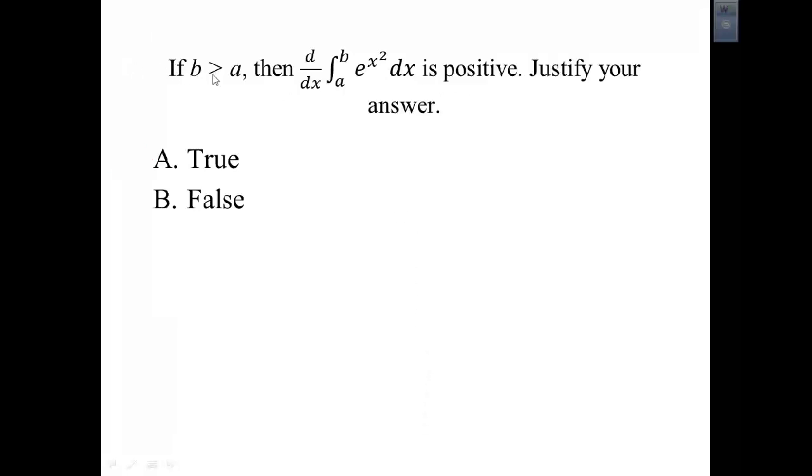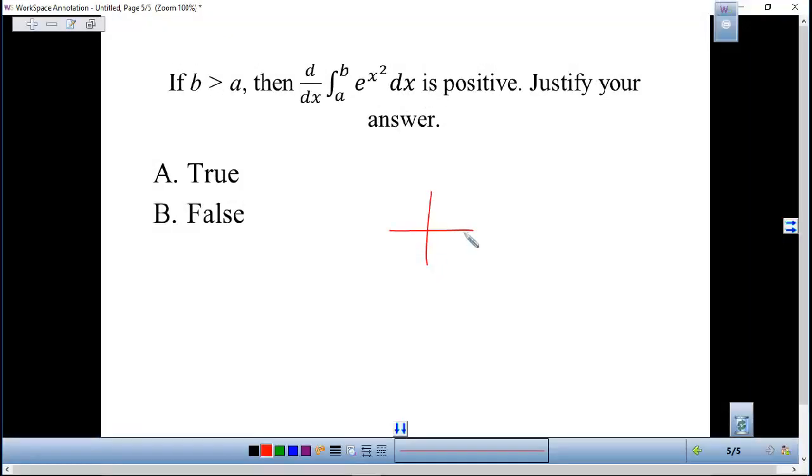All right, if b is greater than a, then the derivative with respect to x of the integral from a to b of e to the x squared dx is positive. Justify your answer. Well, here's the thing. Remember what e to the anything looks like. It is an exponential function like so, and it's all above the x-axis. And if b is greater than a, and we're going from a to b, we're going from here to there, or something along those lines.